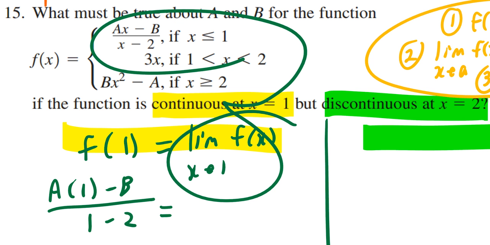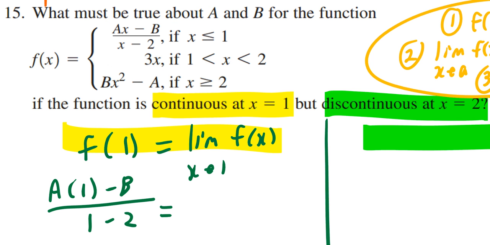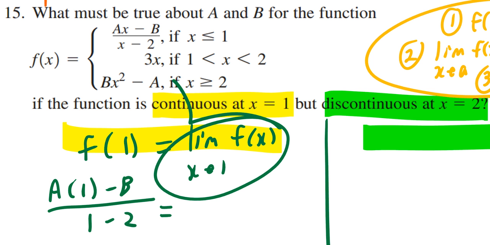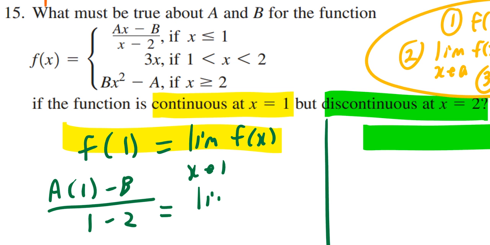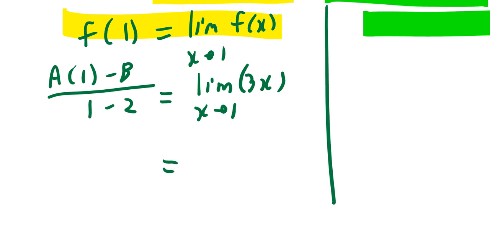Now, on the right-hand side, if you think about the limit, you could talk about the left limit and the right limit, and make them equal to see if there's a limit. But because we know it's going to be continuous, there must be a limit. If you think about just the second piece of the piecewise function, f of x is going to be 3x, and I'll put that in brackets. Now, the first step in limits is to plug it in. 3 times 1 is going to be 3. On the left-hand side, that's going to be a minus b divided by 1 minus 2, which is negative 1.